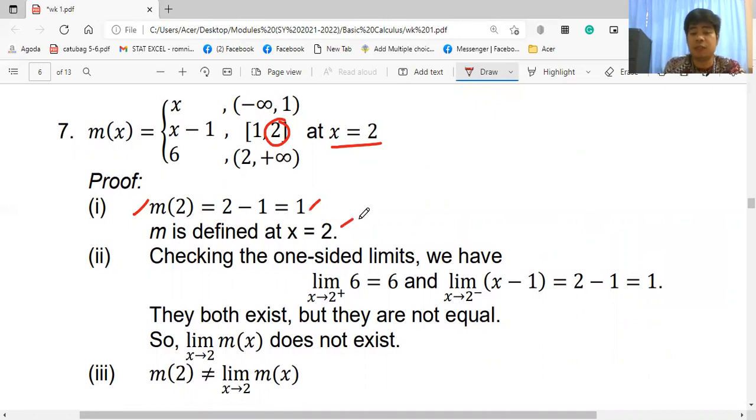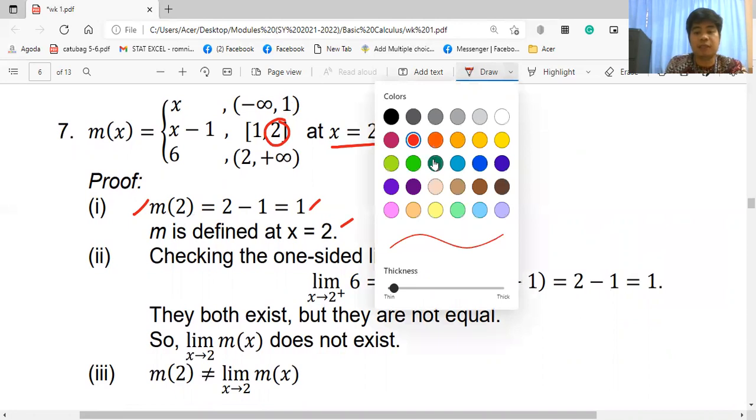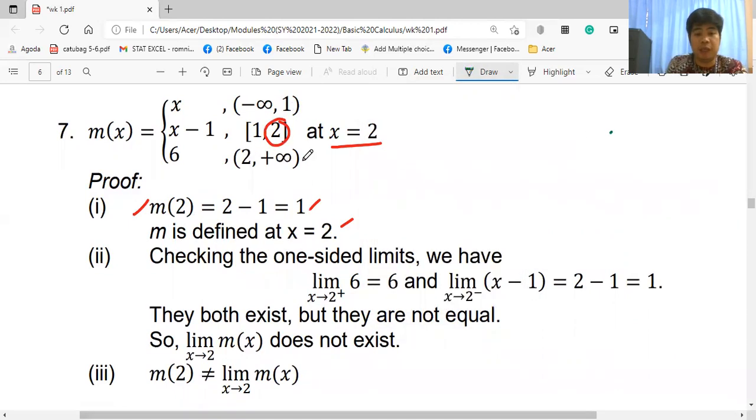Now we're going to check the one-sided limits. We check right and we check left. Checking the right, so right means the set of numbers greater than 2. So we have the third subfunction. So let's use the constant function. The limit of 6 as x approaches 2 from the right is 6 because that's constant.